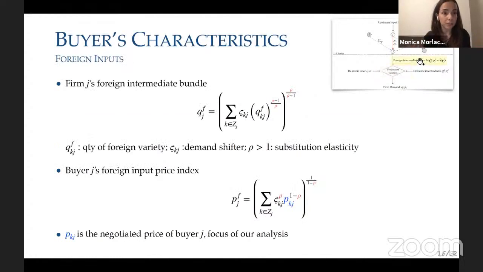Moving up to the foreign intermediate bundle, these inputs that the firm imports from abroad are combined in a CES fashion. The important elasticity here is rho, which is the standard elasticity of substitution across foreign intermediate varieties. We're going to allow for some demand shifter here. It's quite general. Importantly, there is a quantity index and a related price index. The price index is an index of these bilateral prices that are negotiated upstream. So these prices that belong to the foreign price index are the focus of our analysis.